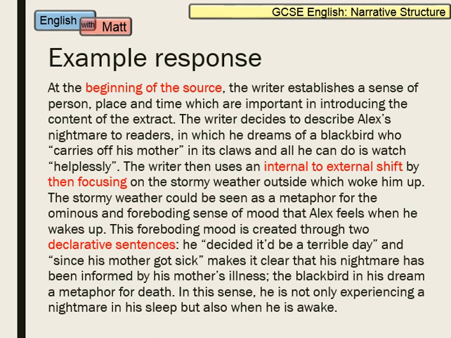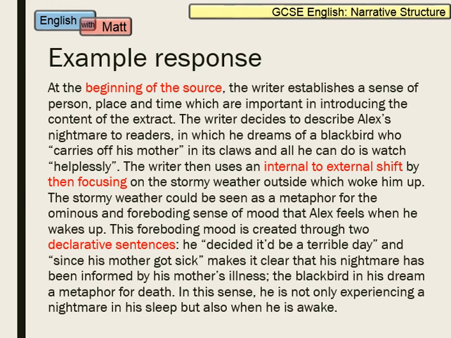At the beginning of the source, the writer establishes a sense of person, place, and time, which are important in introducing the content of the extract. The writer decides to describe Alex's nightmare to readers, in which he dreams of a blackbird who carries off his mother in its claws, and all he can do is watch helplessly. The writer then uses an internal to external shift by focusing on the stormy weather outside which woke him up. The stormy weather could be seen as a metaphor for the ominous and foreboding sense of mood that Alex feels when he wakes up.